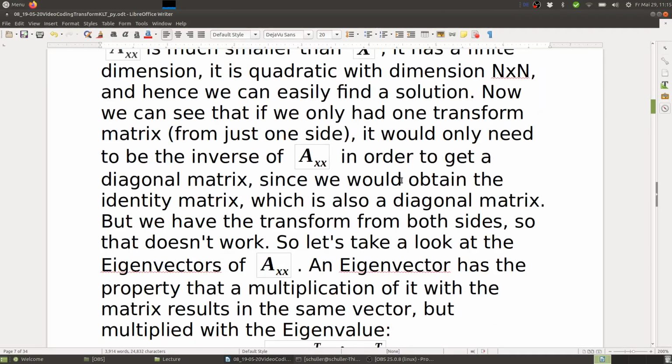Yeah, but we don't have that, right? Yeah, but we have the transform from both sides, so that doesn't work. So let's take a look at the eigenvectors of AXX.